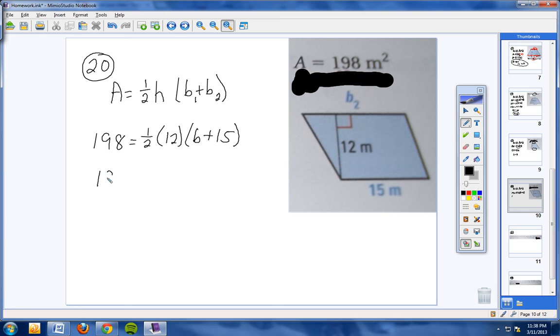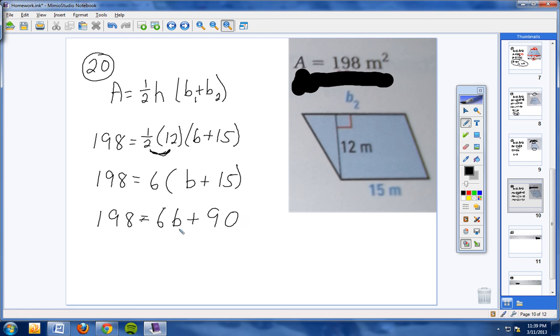Okay, I'm missing one of my bases. Well, we cannot simplify the left side, but we can simplify the right side. First of all, I would multiply these together. So 1/2 times 12 would be 6, parentheses, B plus 15. All right, and I can still simplify some more. You can take your 6 and distribute it through. So 6 times B would be 6B, and 6 times 15 would be 90.